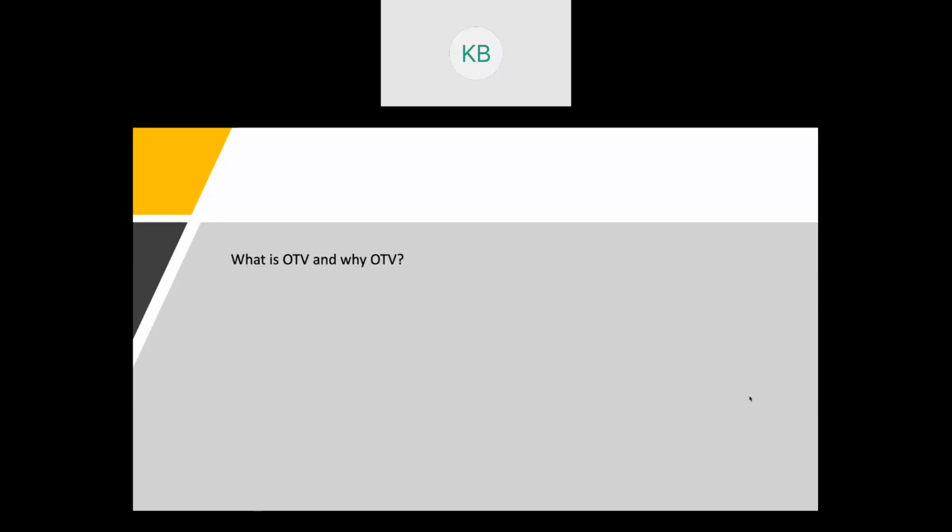Going forward, what is OTV and why OTV? So this is basically an Ethernet over IP tunnel where you have two data centers and you are trying to extend your layer 2 domain across the two data centers over the IP network.